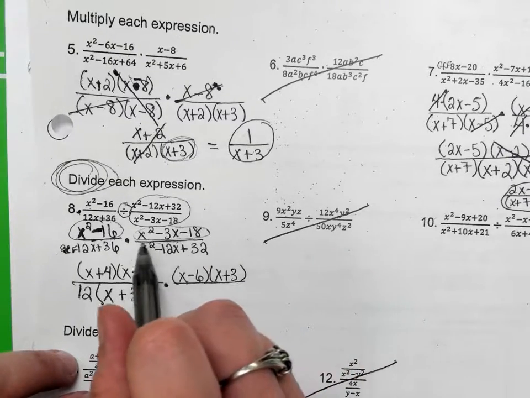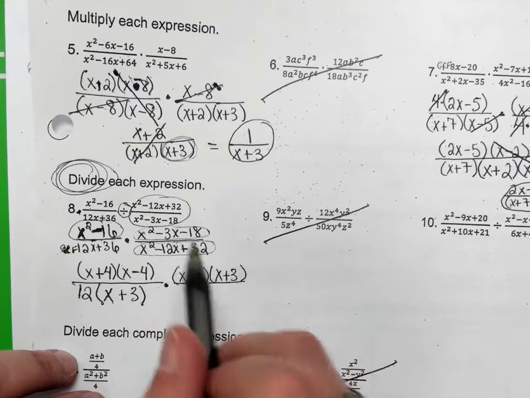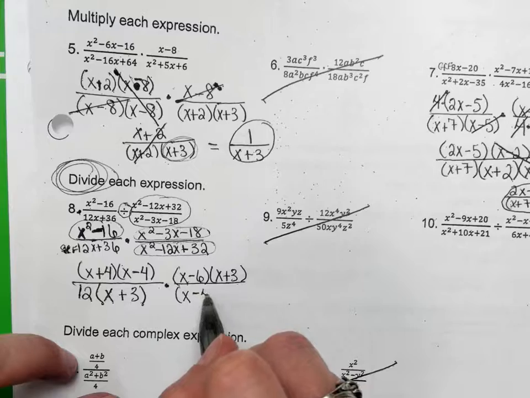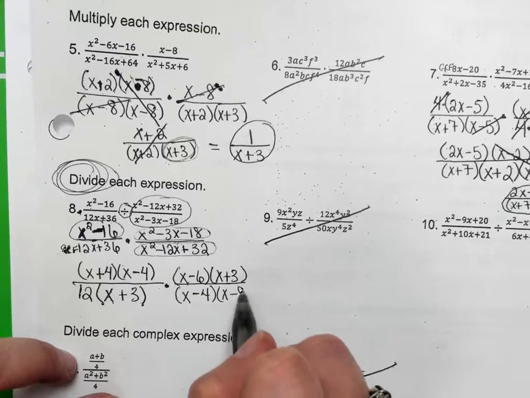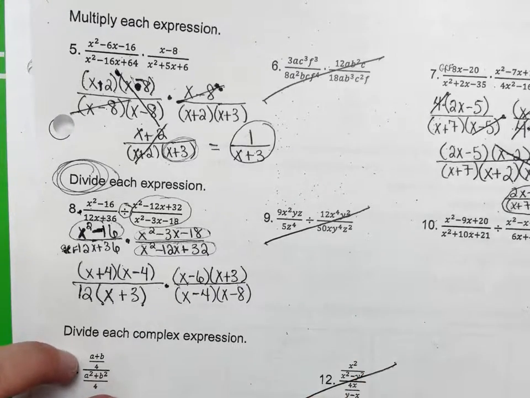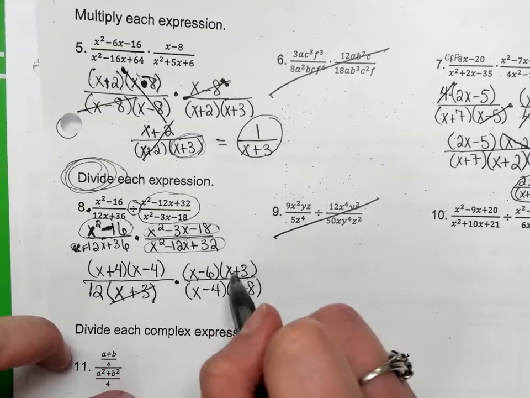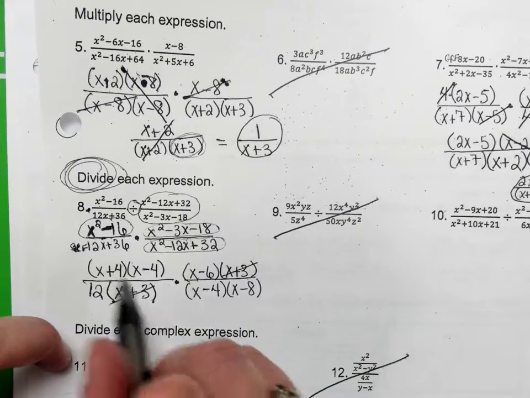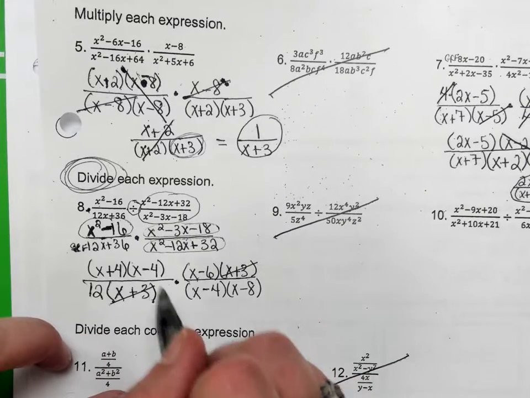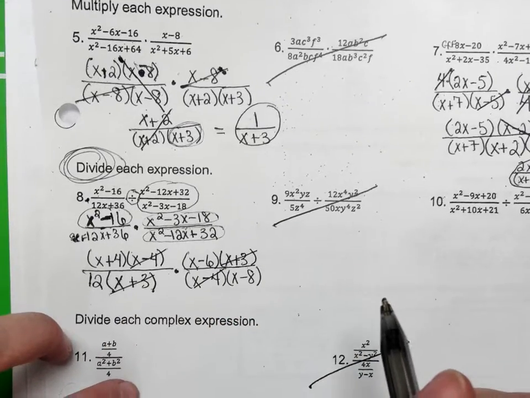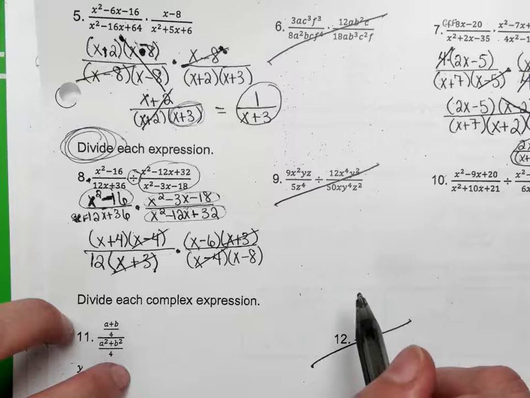All right, then we've got to do the bottom piece, x squared minus 12x plus 32. That factors as x minus 4 and x minus 8. Now we've got to ask ourselves if anything will cancel out. Well, we have an x plus 3 on the bottom, and there's one on the top, so they'll cancel. They have to be in different positions to cancel. And then we have an x minus 4 on top and an x minus 4 on bottom, so they cancel. And that looks like that's it.